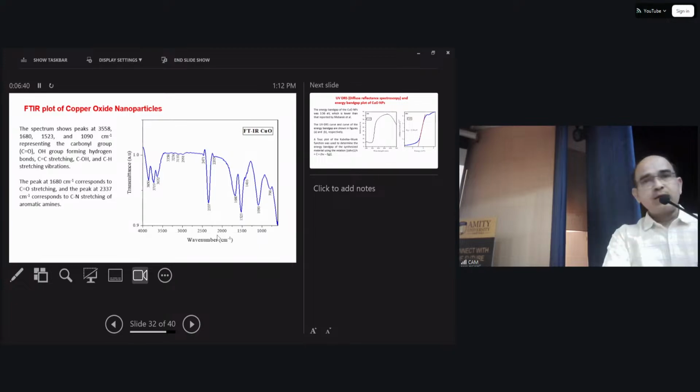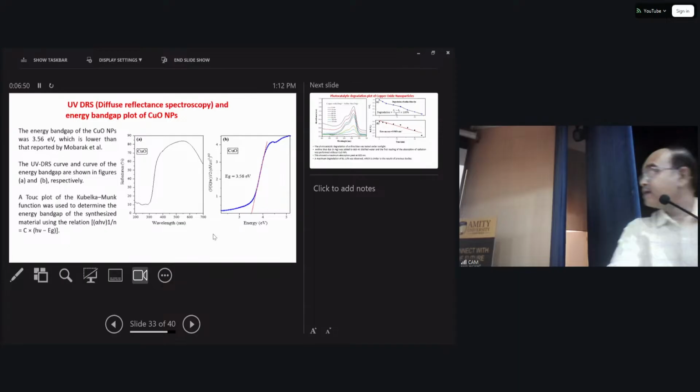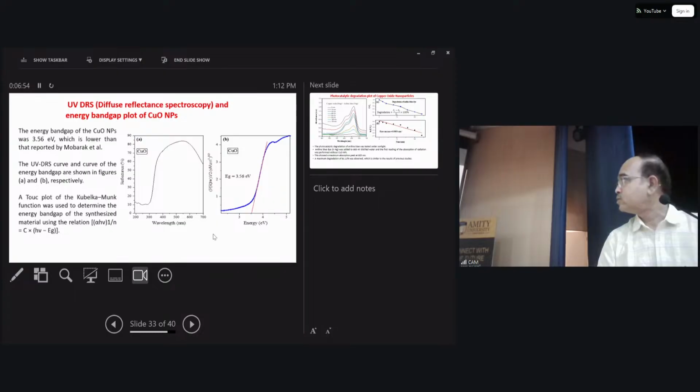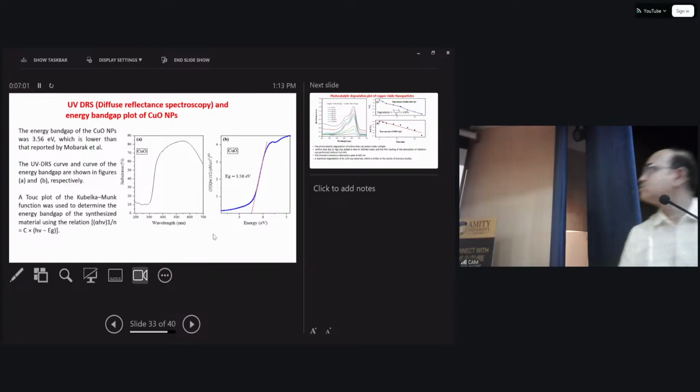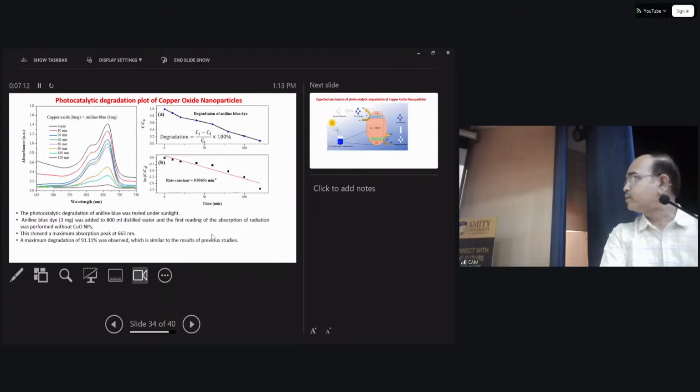FTIR characterization is again done for fixing whether the compound is properly synthesized or not. Again, this is a very essential part that is going to be used whenever we are using any metal oxide. Simple UV visible will not work many times, so we use diffuse reflectance spectroscopy for getting band gap and other things. Otherwise, if it is dissolved in a normal solvent, we use UV visible spectroscopy.